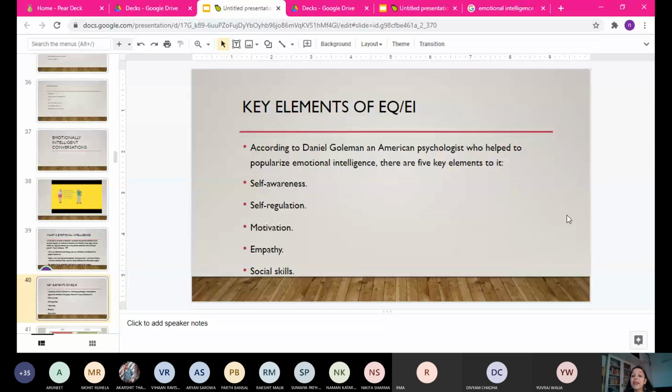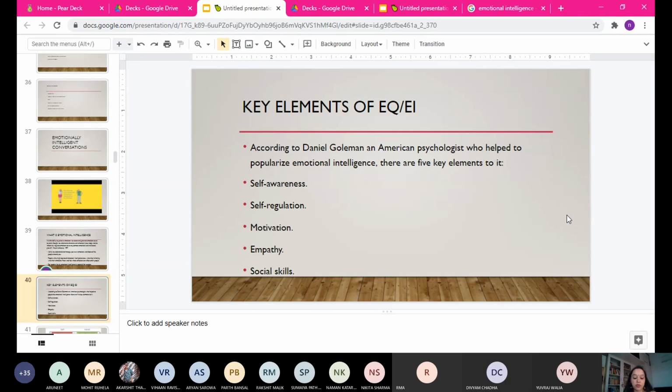Now, what are the key elements of emotional intelligence? Daniel Goleman, an American psychologist, is the one who is attributed with popularizing emotional intelligence. Pay attention, okay. And he talks about five key elements of emotional intelligence, that is self-awareness, self-regulation, motivation, empathy, and social skills. That is, who is an emotionally intelligent individual.